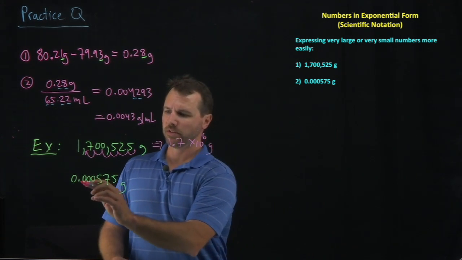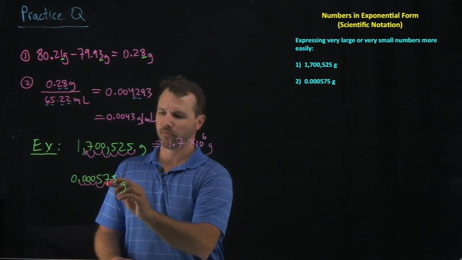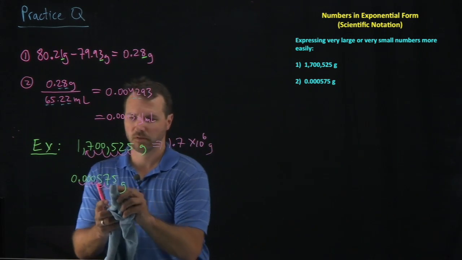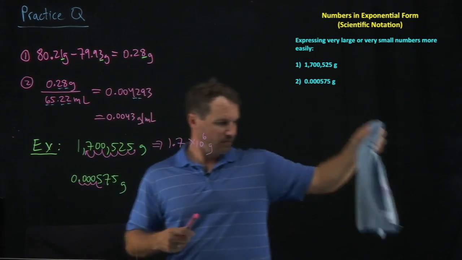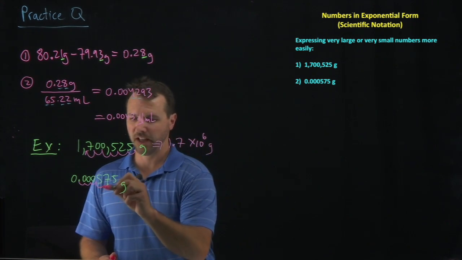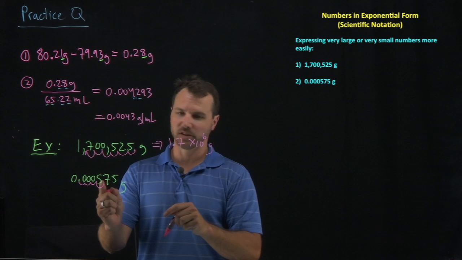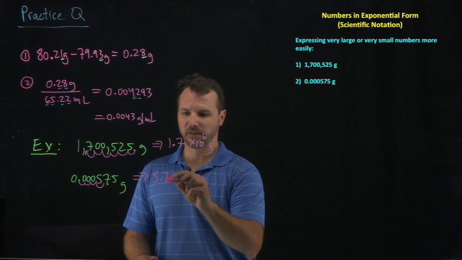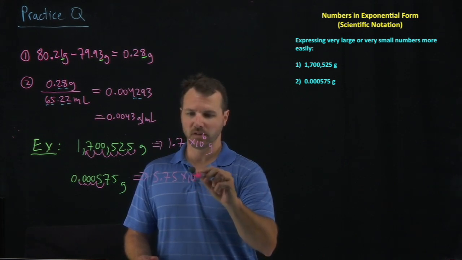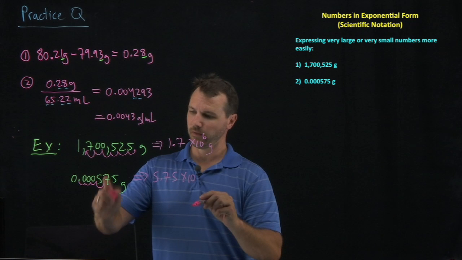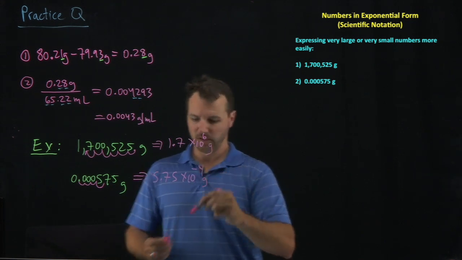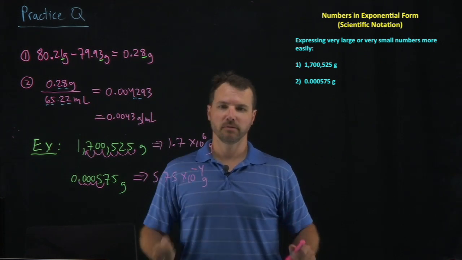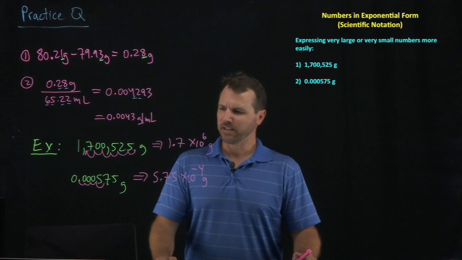All right, and then we want to take the number smaller than 1. So now we want to take that decimal place and end where we have one digit to the left of the decimal. So now we'd have 5.75. We went 1, 2, 3, 4 places, so 10 to the minus 4. So again, hopefully you remember that if you have a number less than 1, then you have an exponent that's negative. All right, so hopefully you can see the difference.